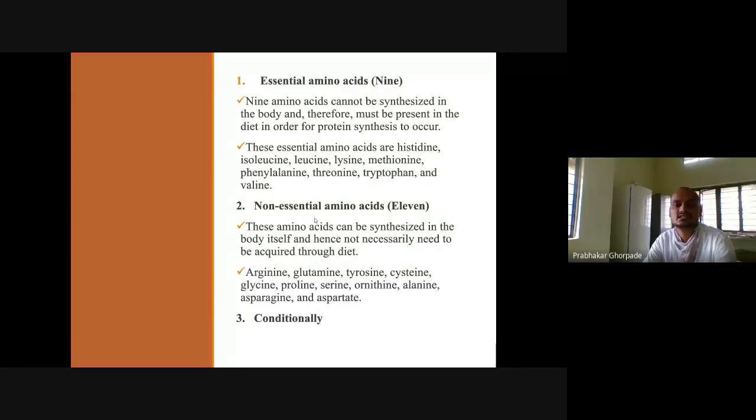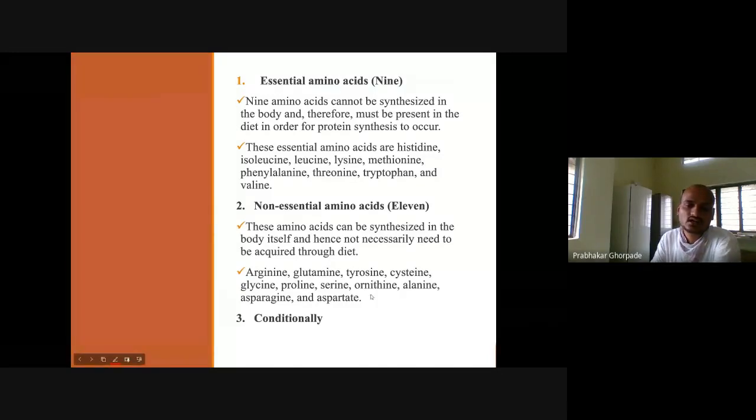Non-essential amino acids means these amino acids can be synthesized in the body itself and hence are not necessarily needed to be acquired in the diet. Why are they not essential? Something is not essential because you already have the capacity to make these amino acids, right? So that is why they are categorized as non-essential. These include arginine, glutamine, tyrosine, cysteine, glycine, proline, serine, ornithine, alanine, asparagine, and aspartate.